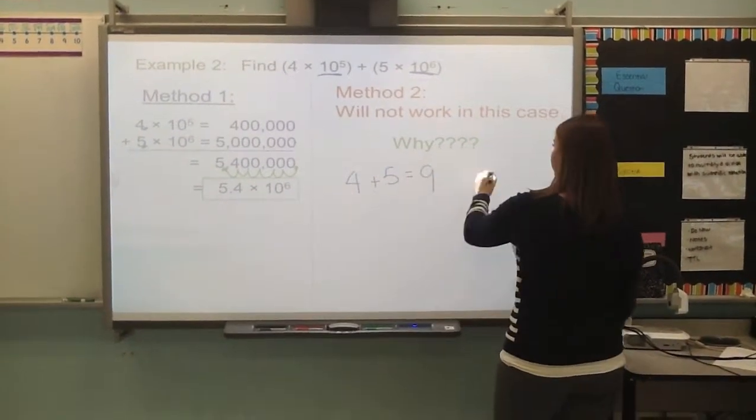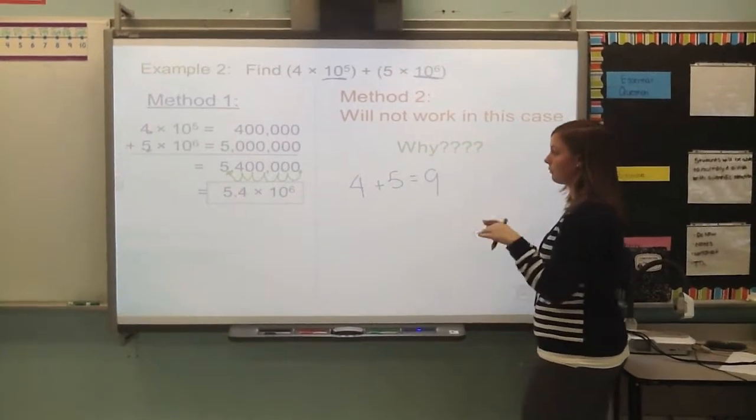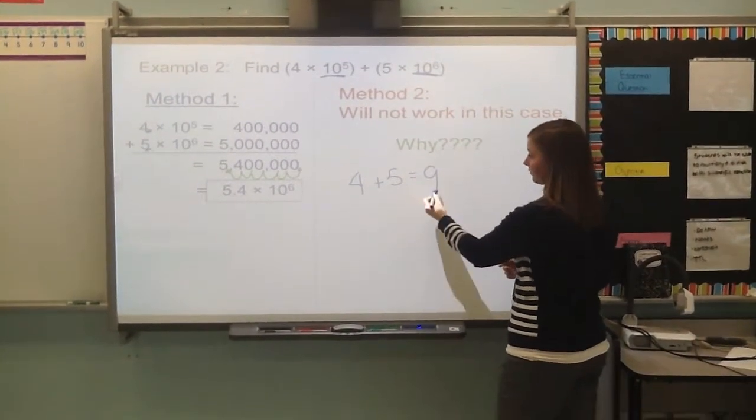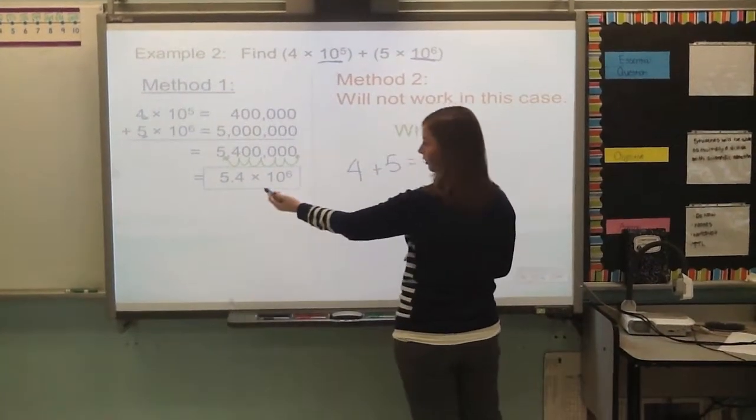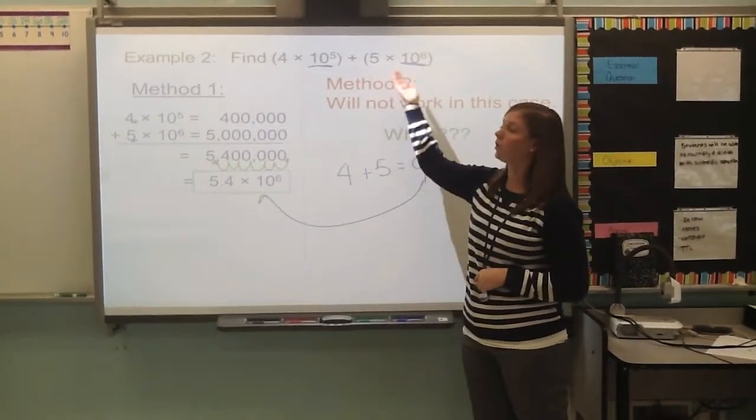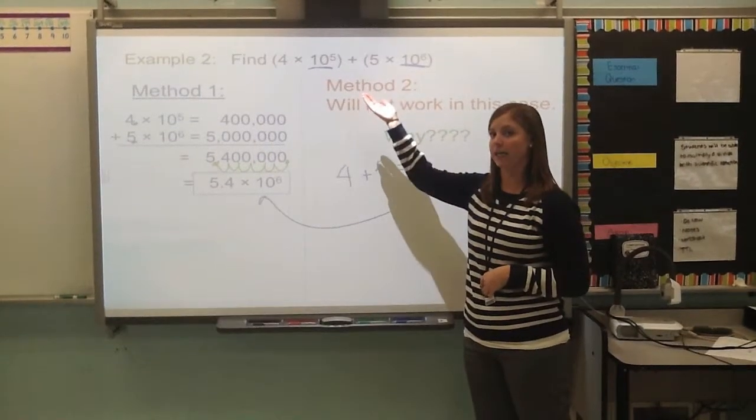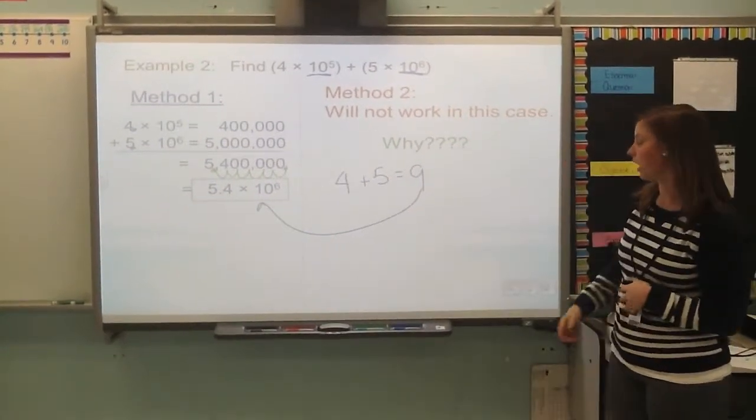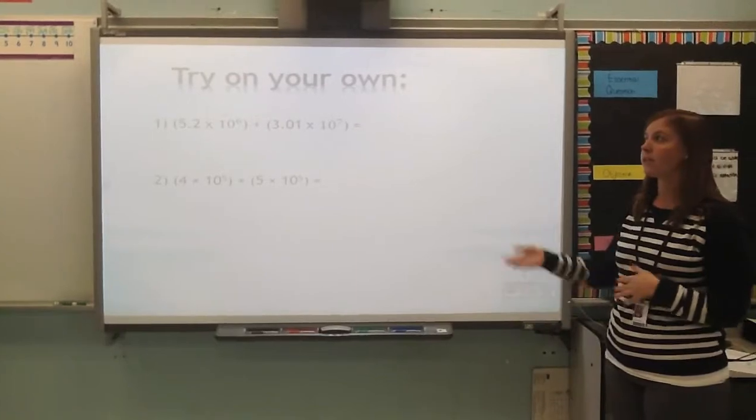We know 4 plus 5 equals 9. And if we look at the exponents, 5 and 6 are not the same number. So 4 plus 5 equals 9 doesn't work because those are not the same. And if we were looking at it, we wouldn't know which exponent we should be taking. So that's why method 2 will not work. So take a few minutes and try these on your own.